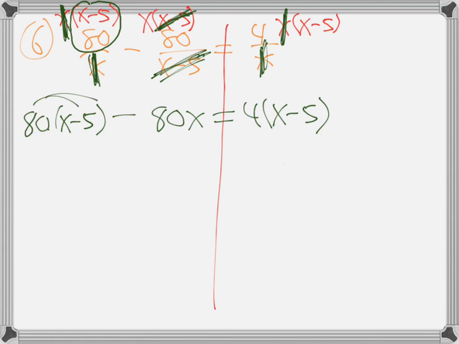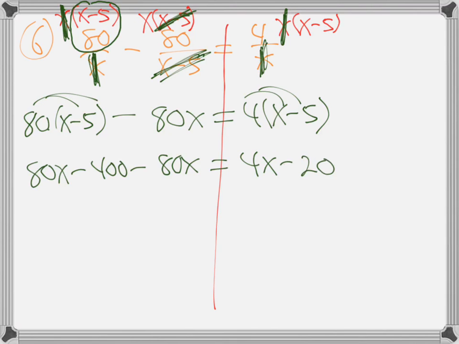This distributes. And this distributes. We good there? Just distributing there, and calculate those bigger numbers. Okay, now this and this just cancel. 80x minus 80x is 0. So we just have minus 400 is 4x minus 20. Everybody good to there? And now x wants to be alone, so what do we do?